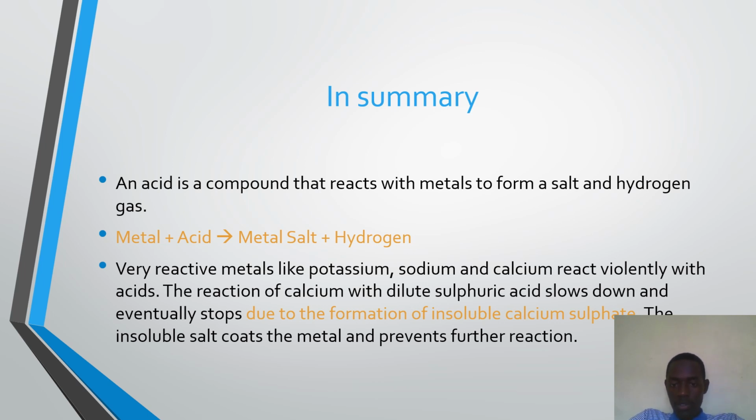Acids react with carbonates and hydrogen carbonates to produce a salt, water, and carbon dioxide. Three products are formed in this case: salt, water, and carbon dioxide. Unlike in the reaction of metal with acid, where only two products were formed, the hydrogen gas and the metal salt.